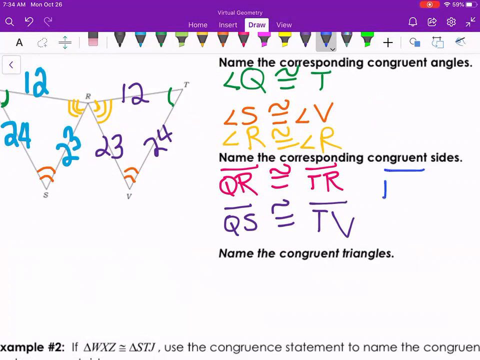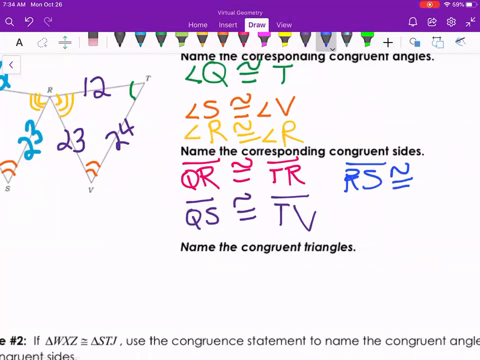RS is congruent to, so R matches with itself, and S matched with V. So there's our congruence.